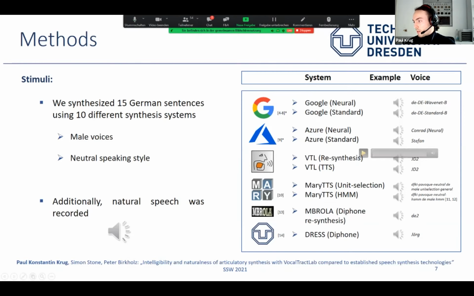So we can hear that the neural voices, of course, sound very good. Then we have the VocalTractLab text-to-speech system, and we also use the resynthesis because the resynthesis can give us an idea of the upper limit that we can reach with a text-to-speech system if the pitch prediction and the phone prediction were really good. So we can listen to these as well.